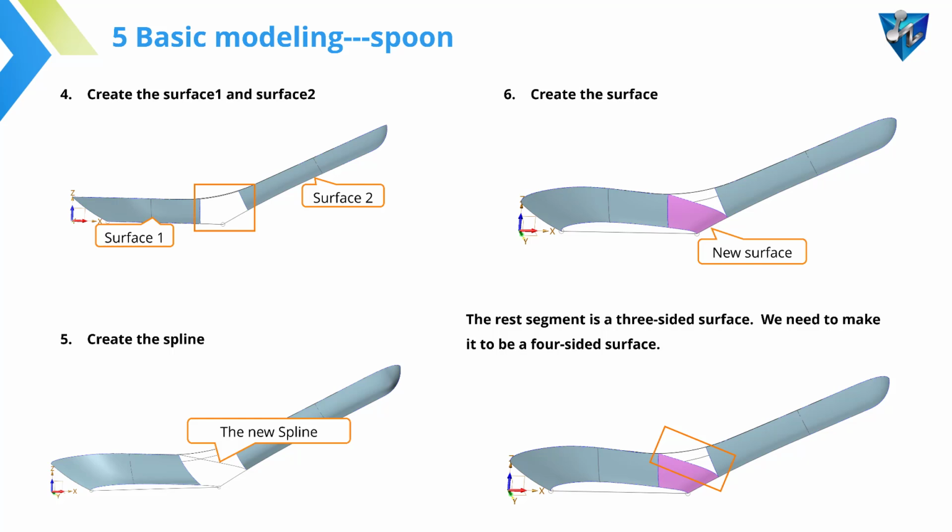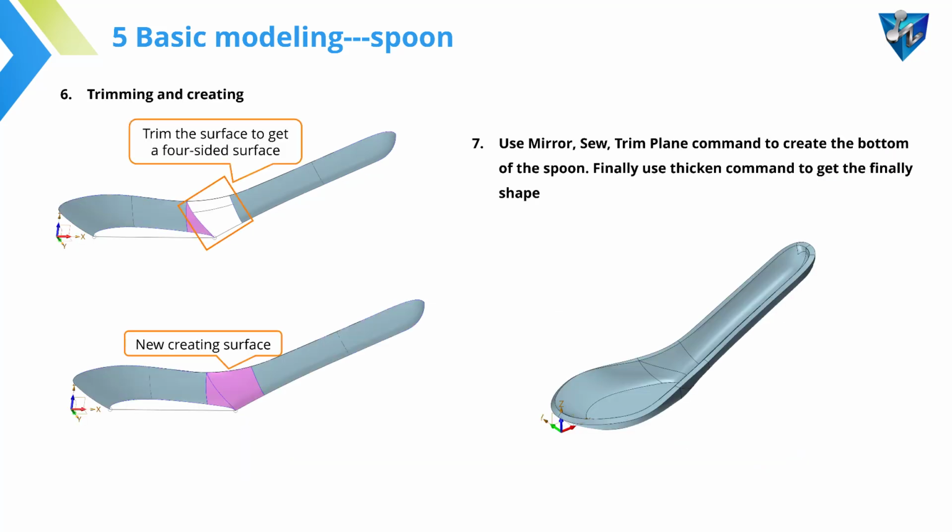We need to make the rest of the segment a 4-sided surface that can make a high-quality surface. And then trim the surface with a spline and then create the surface. The half of the spoon is completed. Next, use the mirror, sew, and trim plane commands to create the spoon. Finally, thicken it.